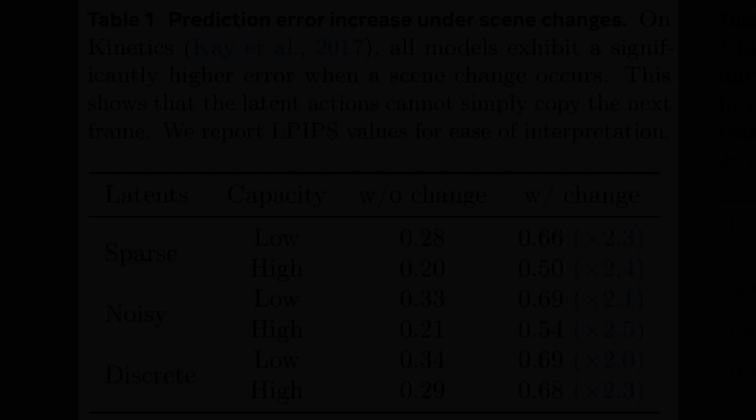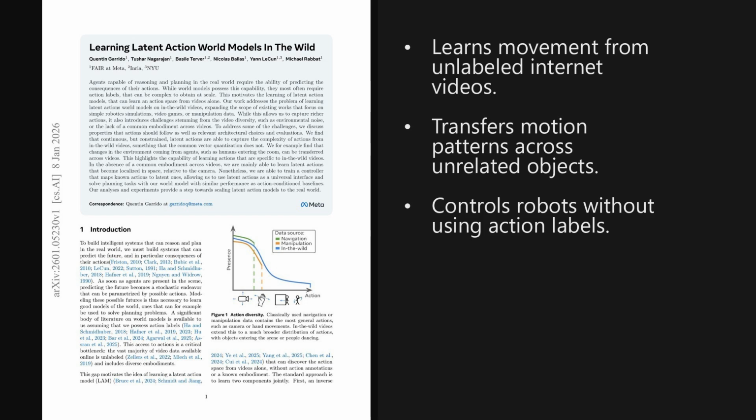Wrapping up, the big takeaway is that we can successfully learn world models from messy, unlabeled internet videos by using continuous, regularized latent actions. This approach creates a universal interface that bridges the gap between massive video datasets and real robotic control, effectively bypassing the need for expensive labels.